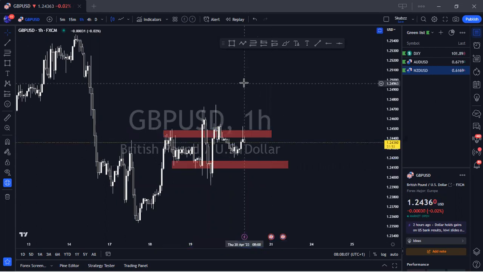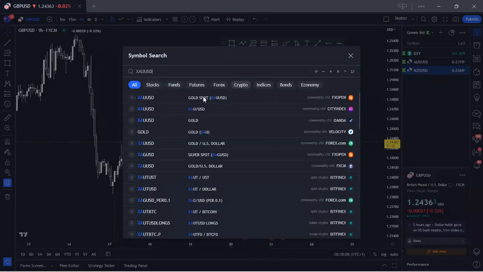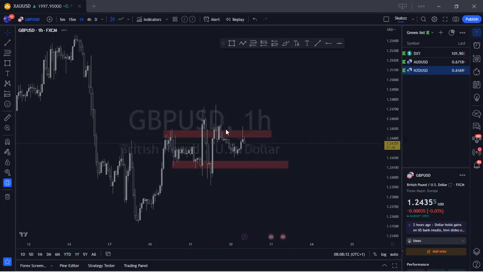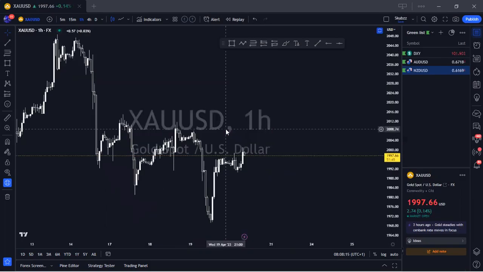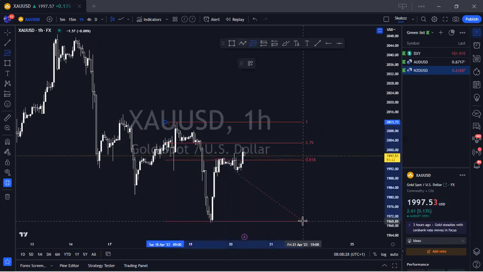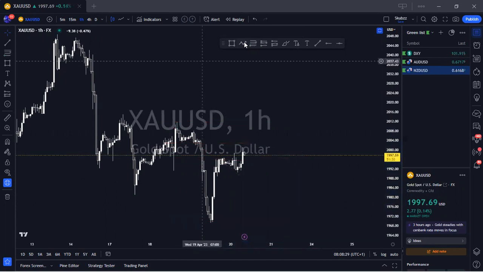Someone said gold, XAU USD. Wow. Gold is very, very funny. Let me see something. Really? Okay, guys. Potential is here. GJ. Okay, look at GJ too.